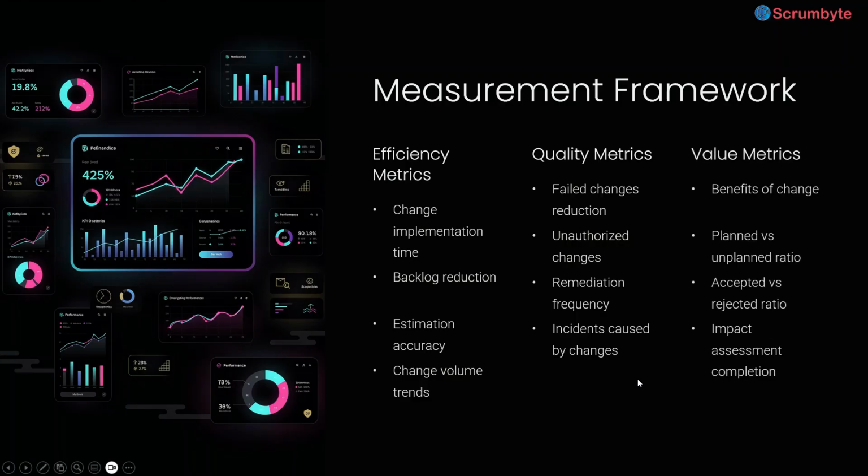And then you have the value metrics. Okay, what is the benefit of this change? Can you measure that? Is there a reduction? Are you getting more money? Is there more sales or less purchases? Whatever, it can be any type of thing. What is the planned versus unplanned ratio? Some kind of ratio analysis. And how many RFCs have been accepted? How many have been rejected? And what is the impact of implementing this change to its completion? So these are the different types of measurement frameworks that you can think about.